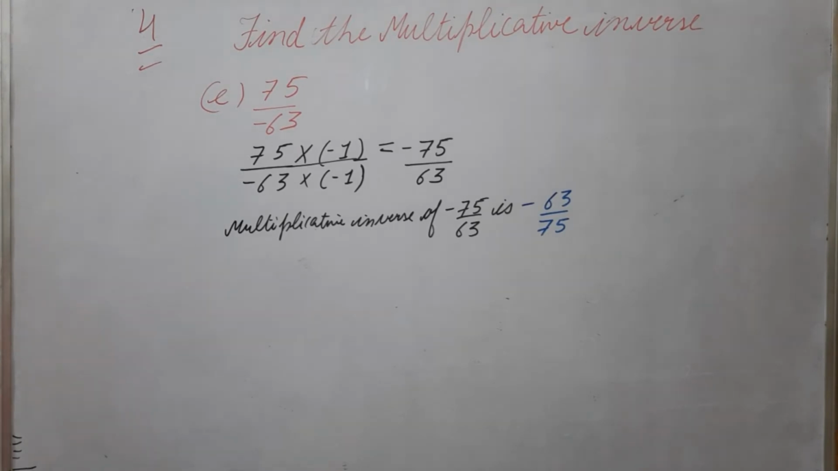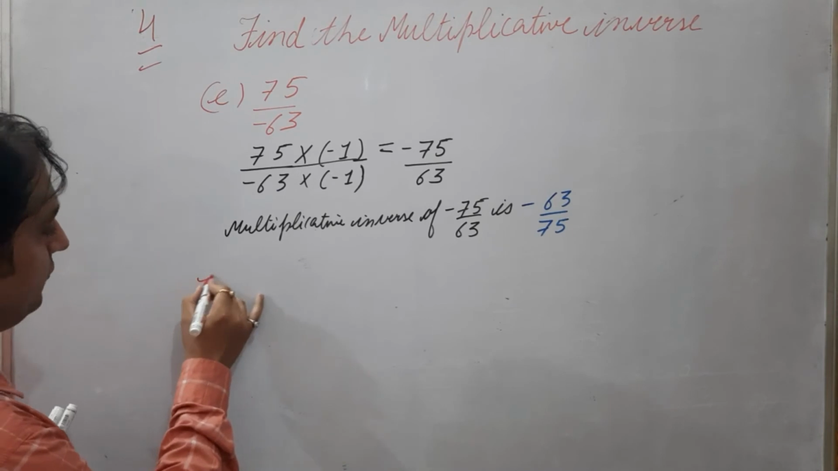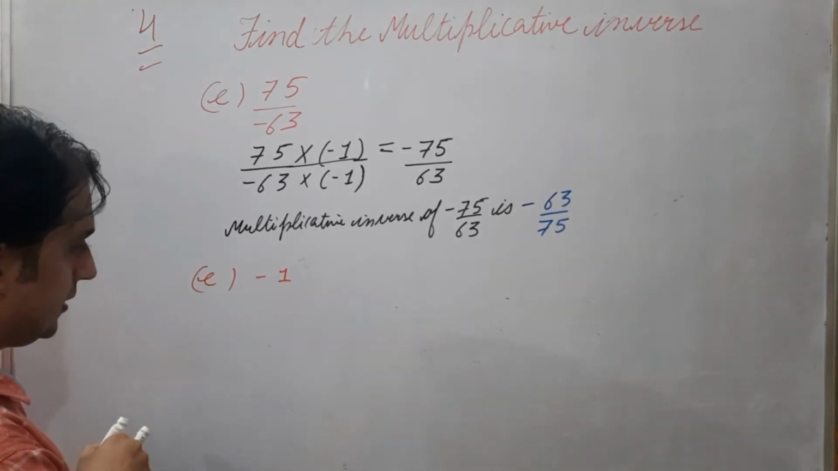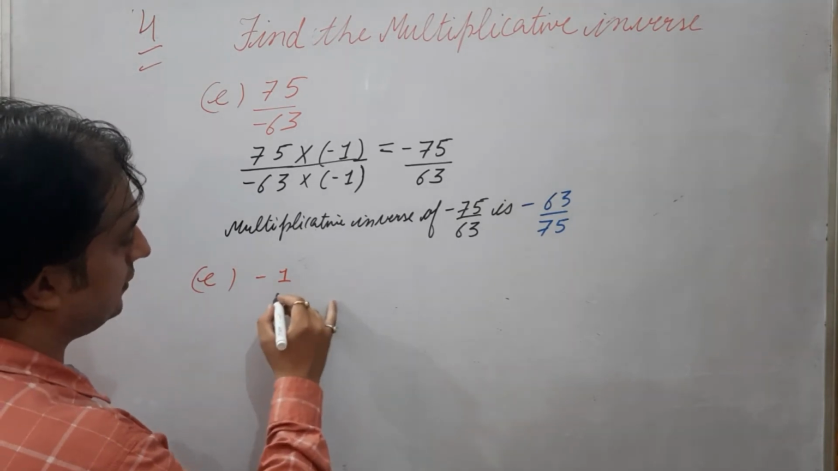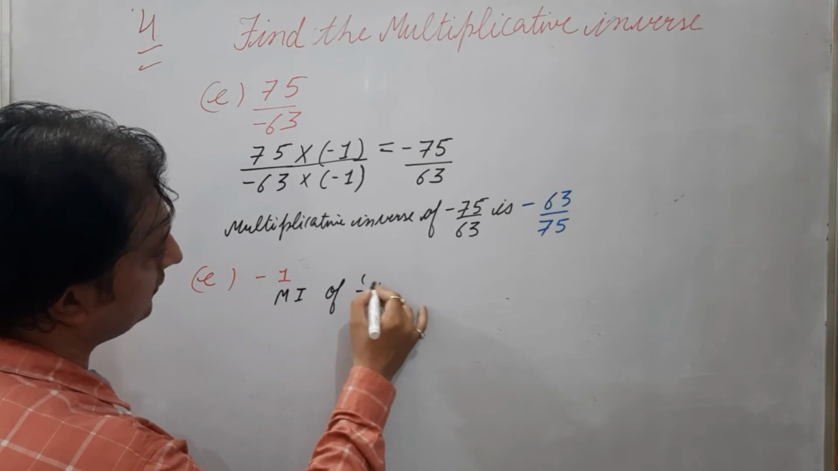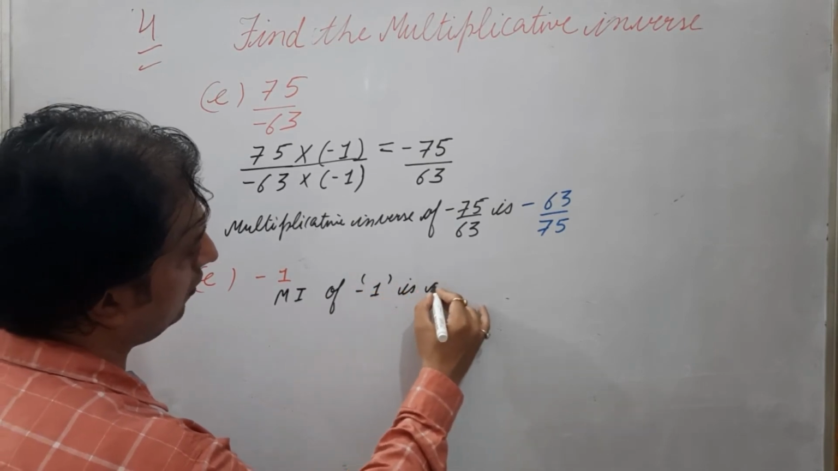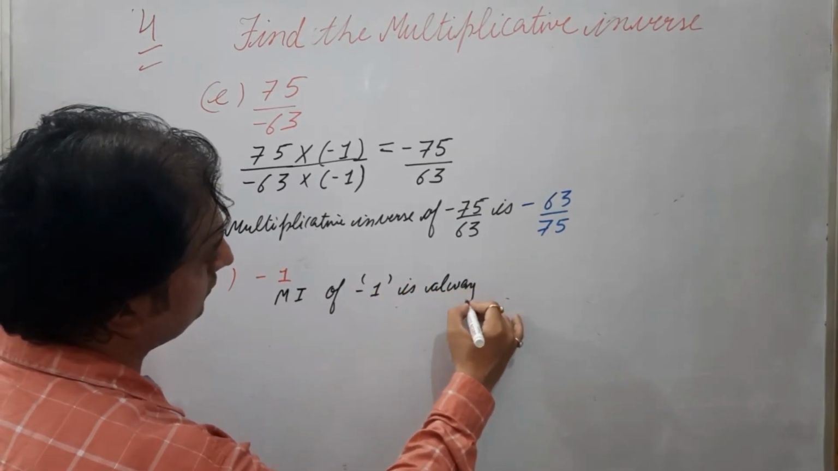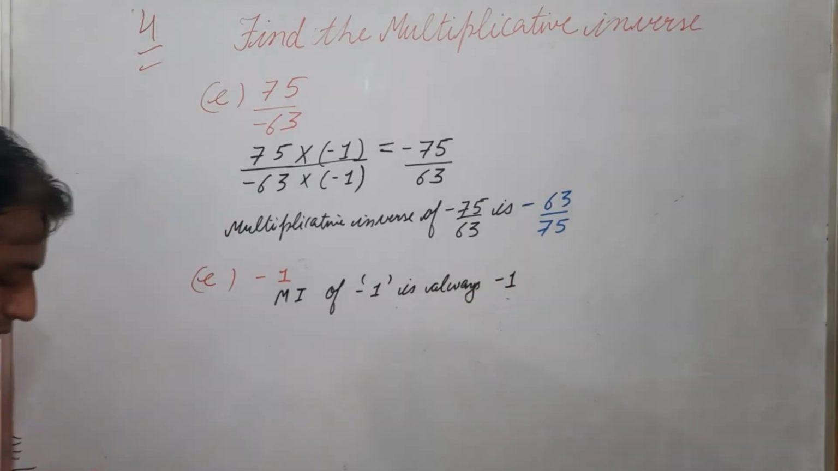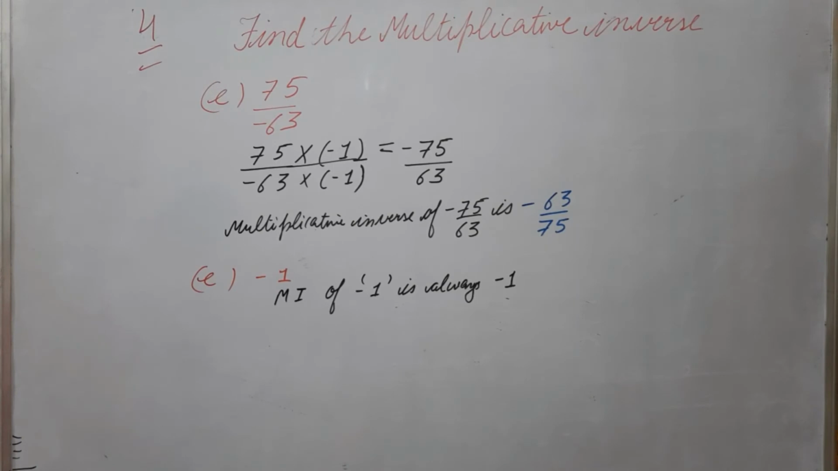And you very well know about the multiplicative inverse of minus 1. What will be the multiplicative inverse of minus 1? The multiplicative inverse of minus 1 is always minus 1, right? So these are the questions related to the multiplication of the rational numbers.